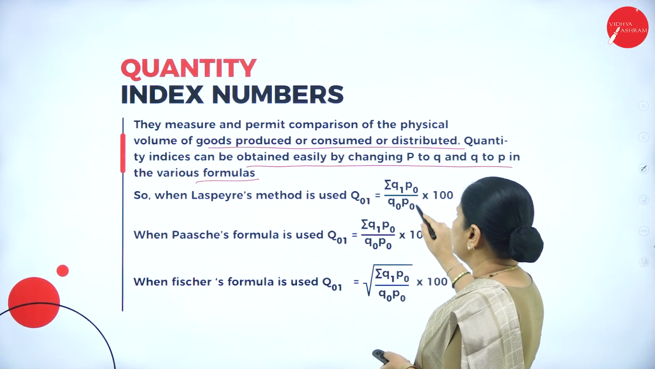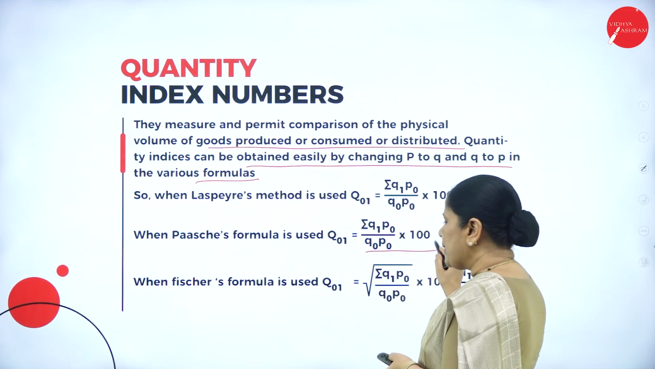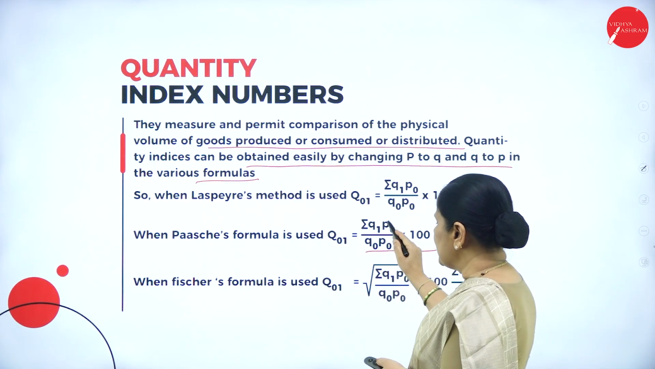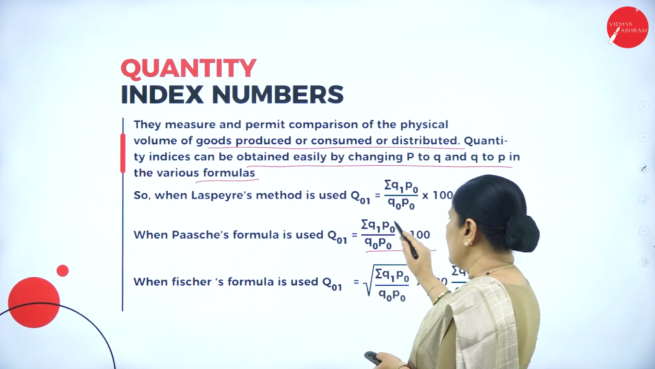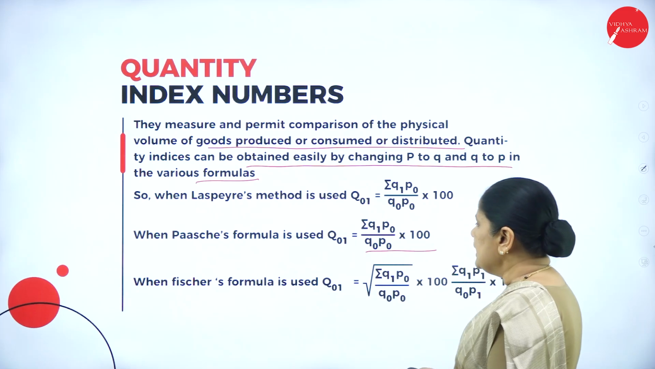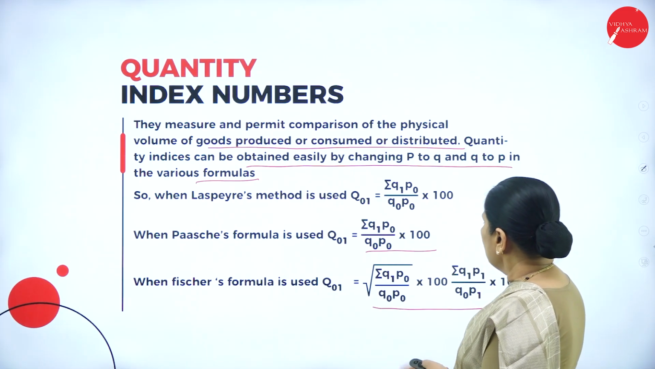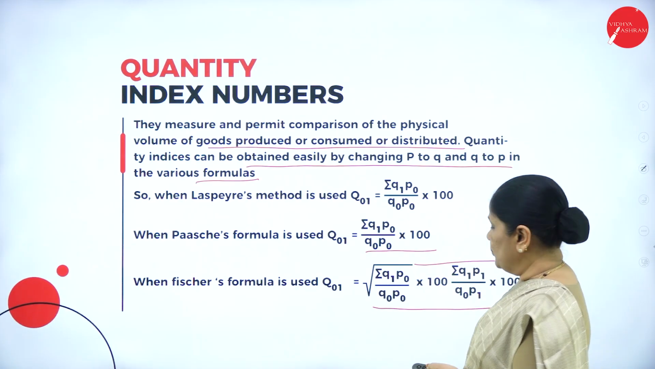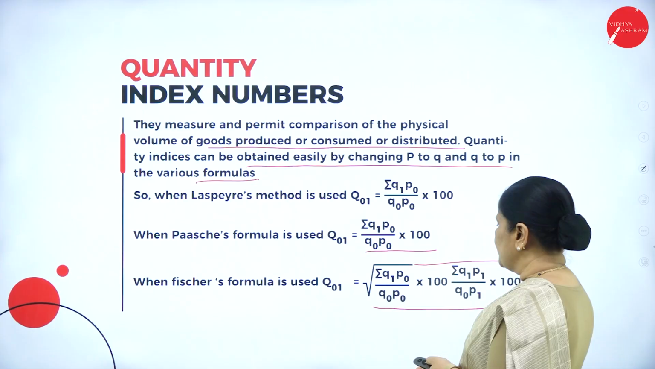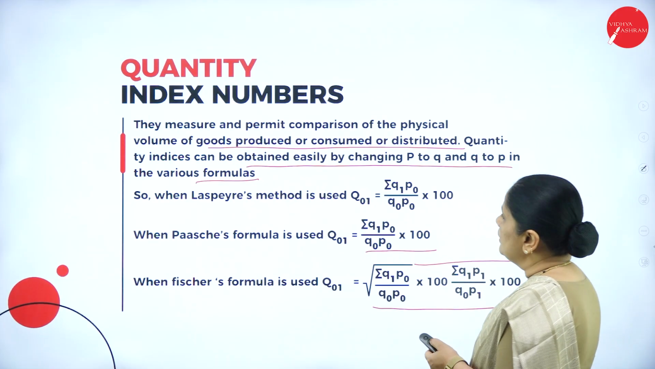So, sum Q1 P0 by sum Q0 P0 into 100. In the same way, in Paasche's formula also, we are replacing the P by Q. So, sum Q1 P1 by sum Q0 P1 into 100. The same way for Fisher's index number also, we will be just substituting the P1 with the Q1. So, square root of Q1 P0 by Q0 P0 into Q1 P1 by Q0 P1, into 100.